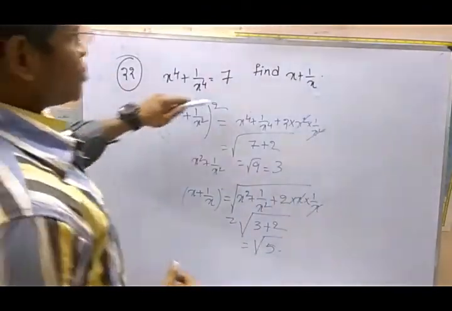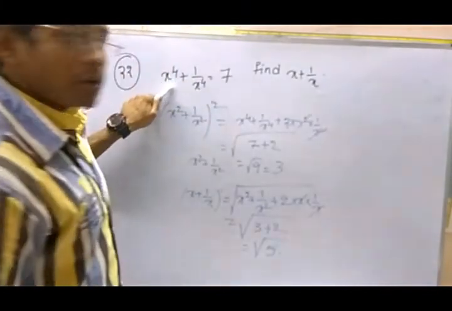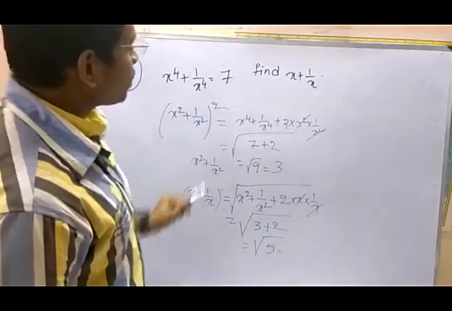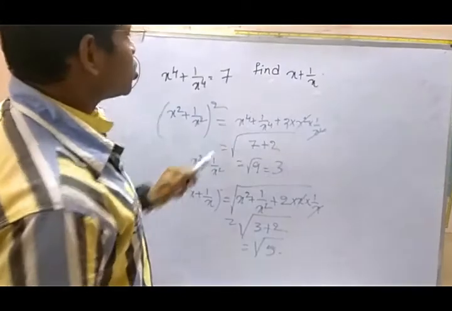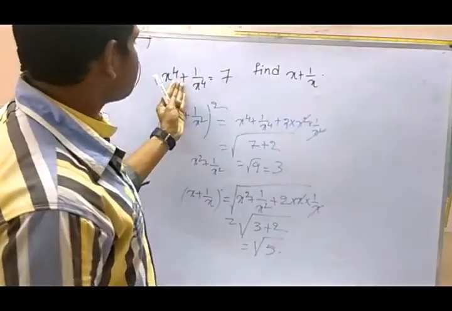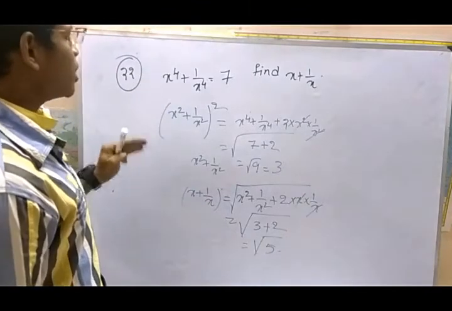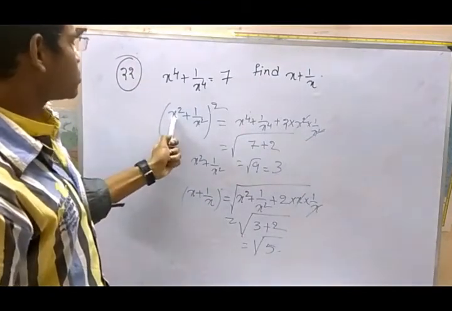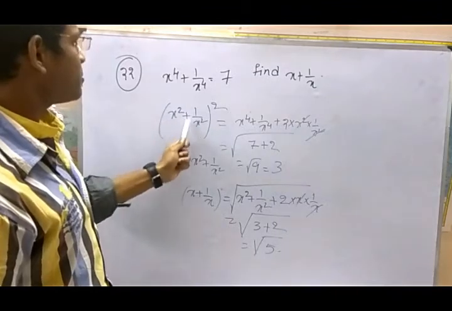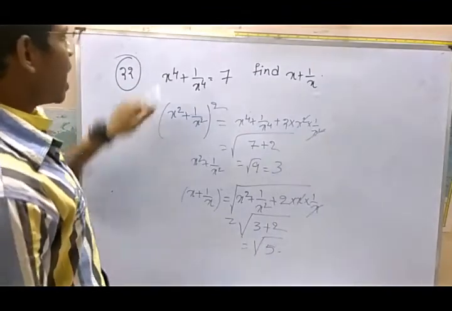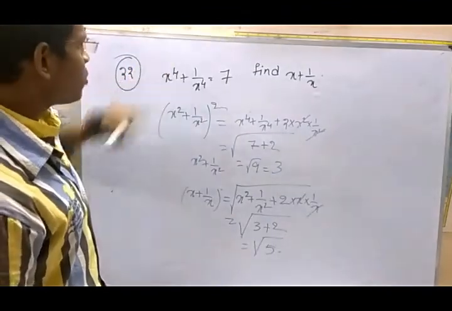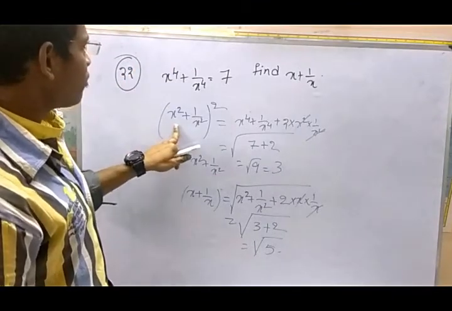So you got my point, students. We have x power 4, but what we need is x. So in order to make this form into this form, we need to reduce this. So in order to reduce this, we need to square x square plus 1 by x square whole square. We have x power 4, so to get x power 4, we need to do the square of x square.